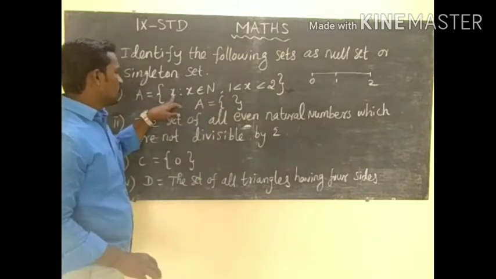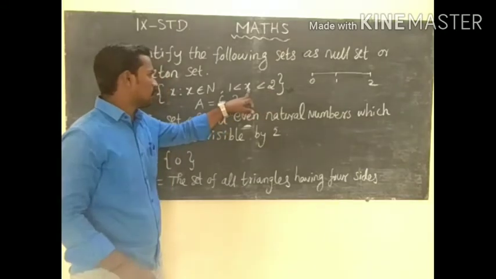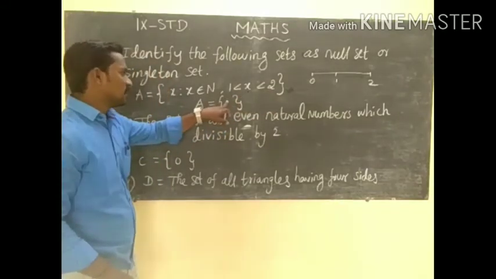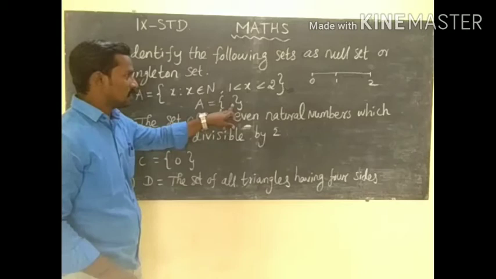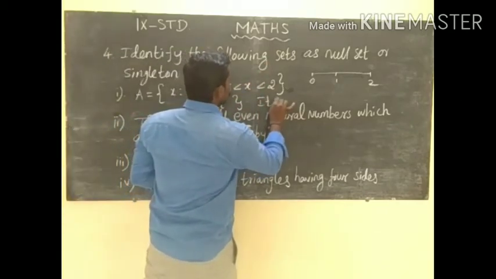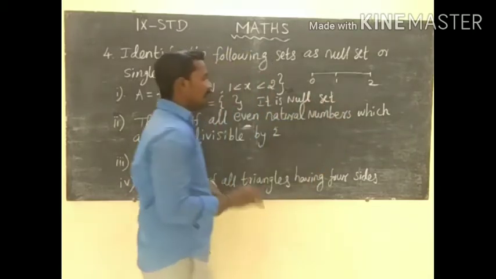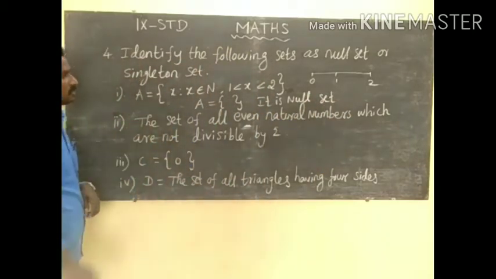The set of all x lies between 1 and 2. Between 1 and 2 there does not exist any element. So the answer is empty, A is equal to the empty set. That is called a null set, empty set or void set.